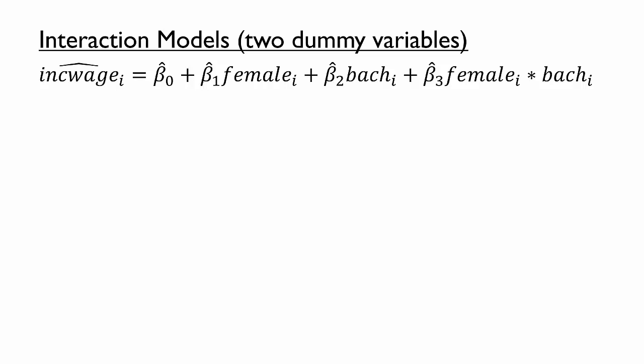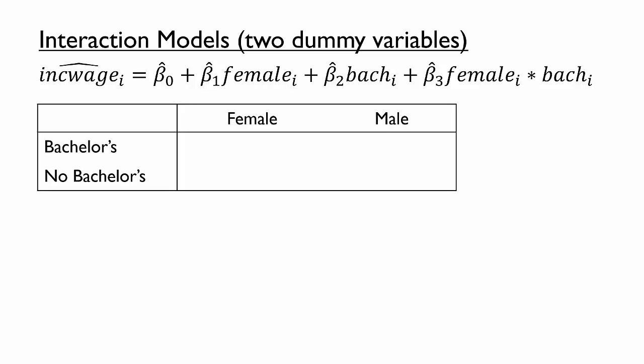Note that the model only has two distinct binary variables, and there are only 4 possible combinations of gender and education, so it would be straightforward to represent the predicted outcomes of these 4 groups in a 2x2 table. In the top left corner of the table, we will write the predicted income of a female with a bachelor's degree. In our equation, we can substitute 1 for the female variable and also 1 for the bachelor's variable. Since all coefficients in the model are multiplied by 1, the predicted income is beta 0 hat plus beta 1 hat plus beta 2 hat plus beta 3 hat.